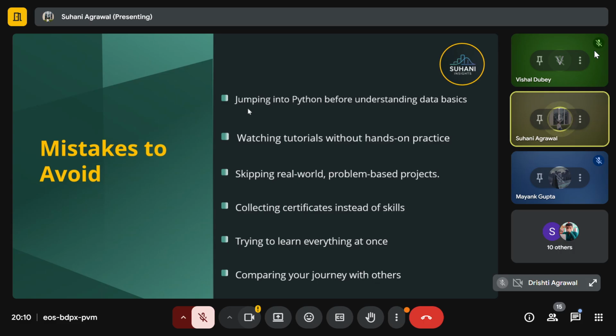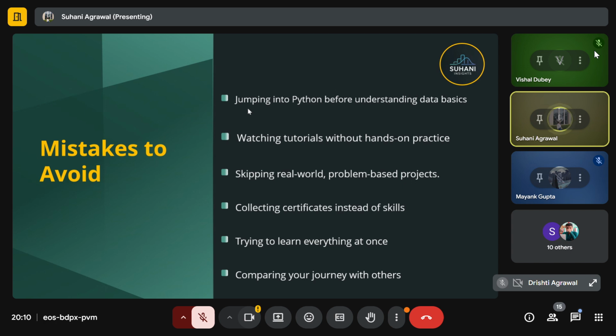Next is collecting certificates instead of skills. We sometimes take classes just for certificates. Okay, I'll enroll in this class, I'll enroll in this class, I'll take 6 classes in a day, and I'll get 6 certificates at the end of the month. But what are we learning? Nothing. Because on the same day we are learning SQL, Power BI, and Excel. Our brain cannot take up everything in a day. It takes time. So instead of collecting certificates, take a skill a day or a month, give your skill a time.